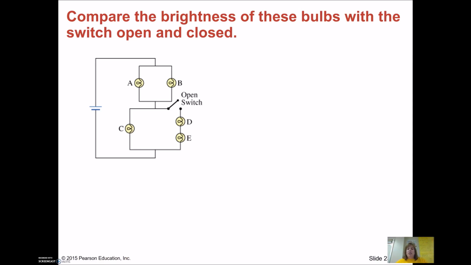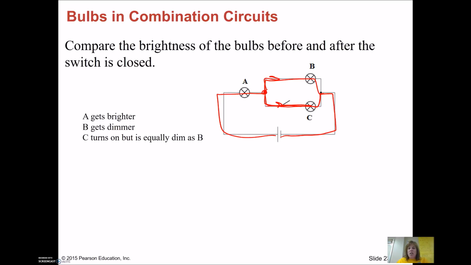Well, if we take a look, what did you see? When we started, we had current going through both branches A and B equally, so A and B were equal. It got to the junction here with the switch open, then it just went through C. So that's exactly like the closed switch in our last one. It was just like that.